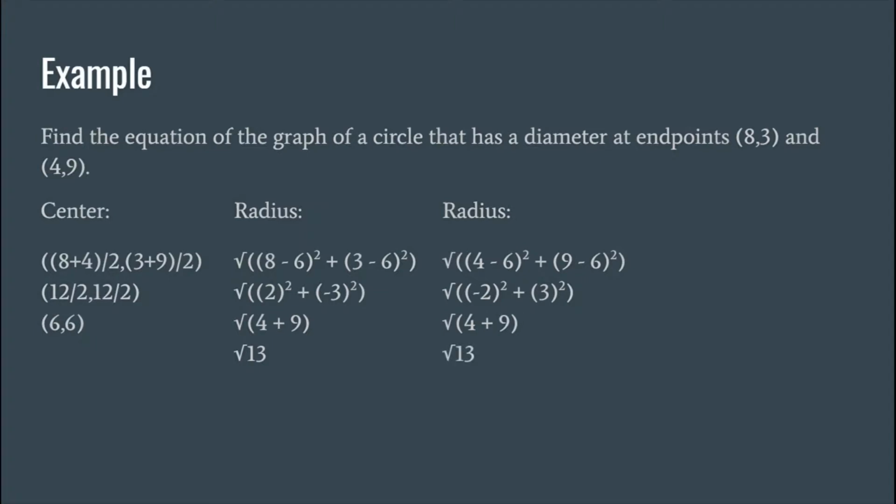Now, if you wanted to see using the diameter, we can do that too. Okay, so we're going to use the diameter. The thing about using the endpoints of the diameter is, because it's the whole thing, the radius is only half of the length of the diameter, so you actually have to divide it by 2. Don't forget that part. Okay, so here we got 8,3 and 4,9.